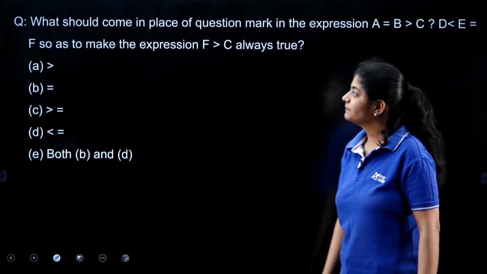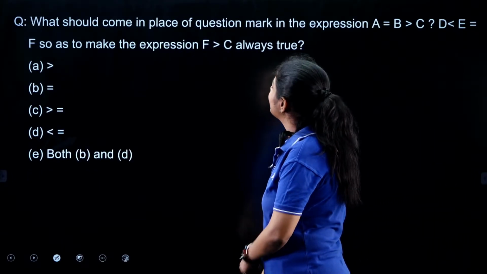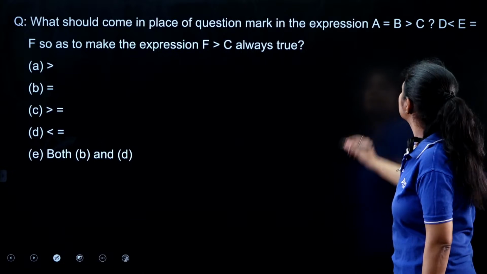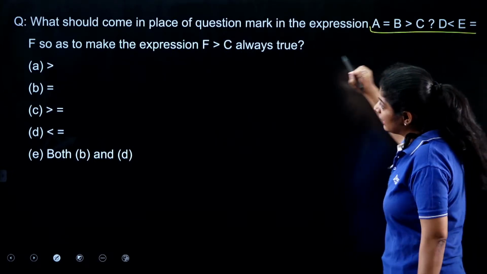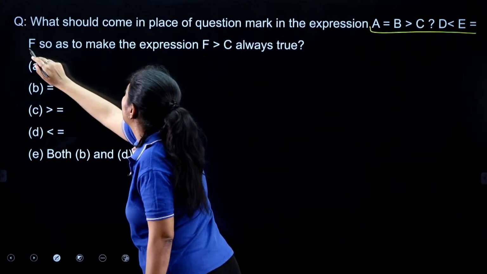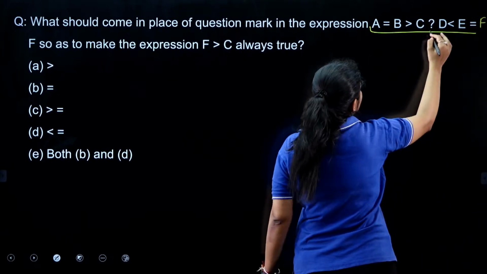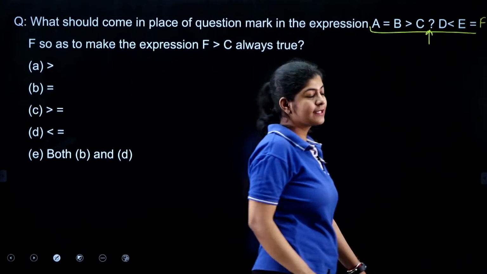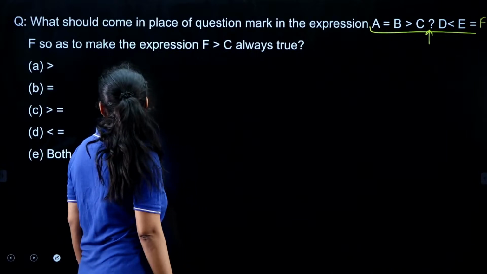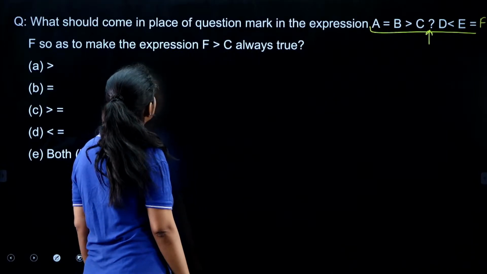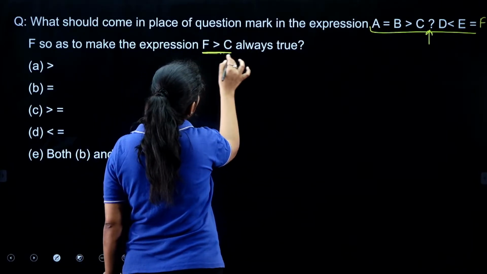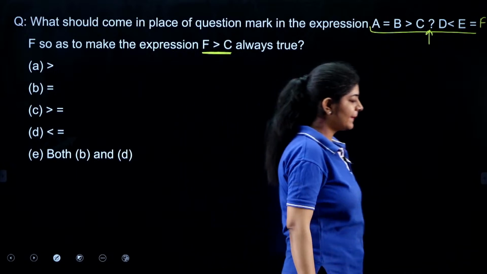Okay, the next one. What should come in the place of question mark in the expression, this one till this point? Here we are also having f, so I will just write down f over here, right. We need to find out what will come at this place, so as to make the expression always true. So, what answer are we getting over here?